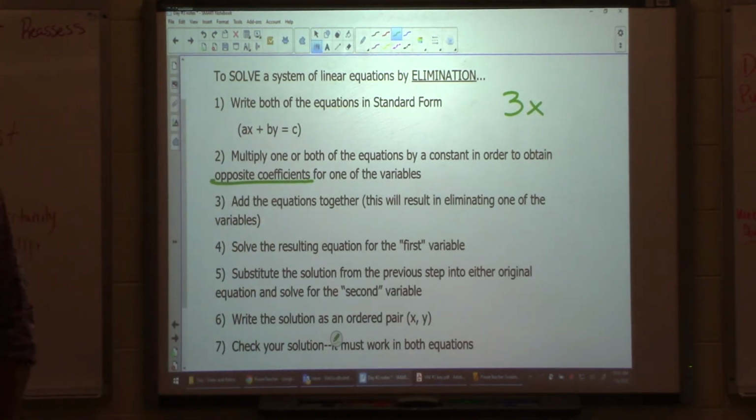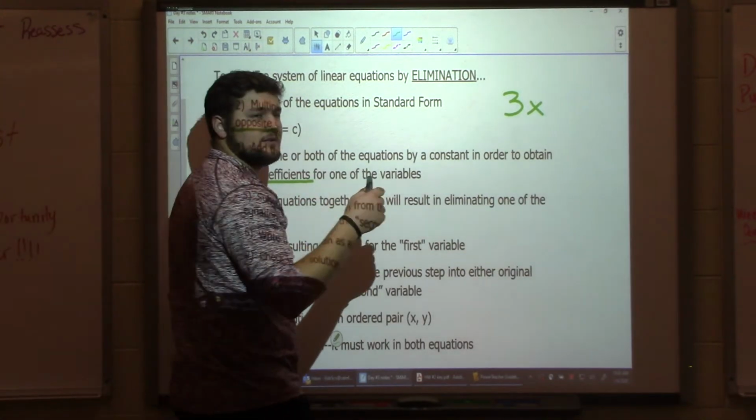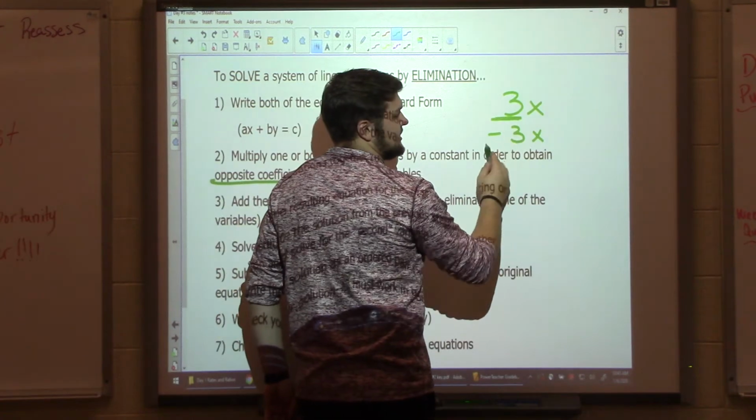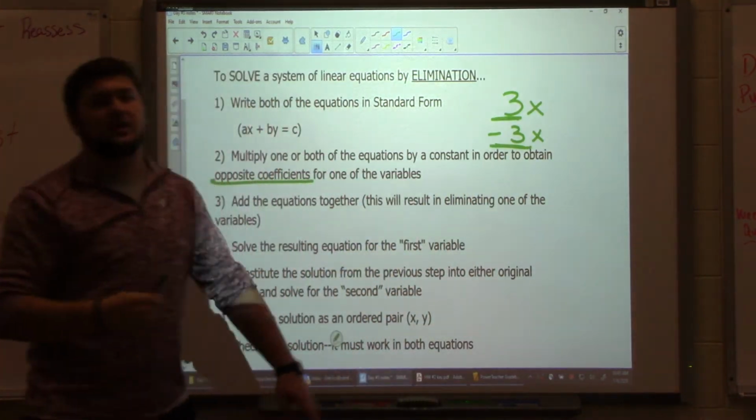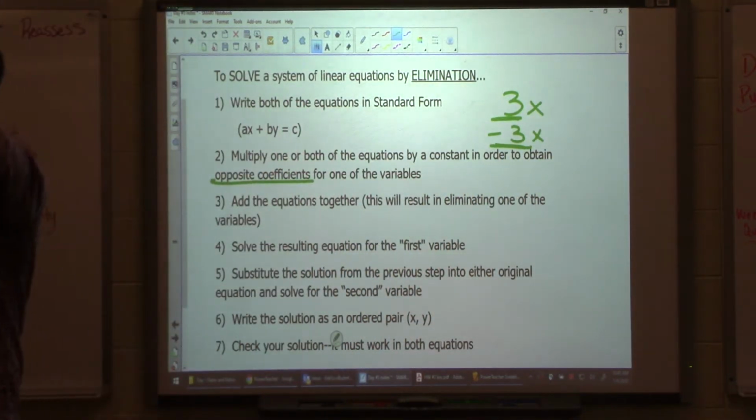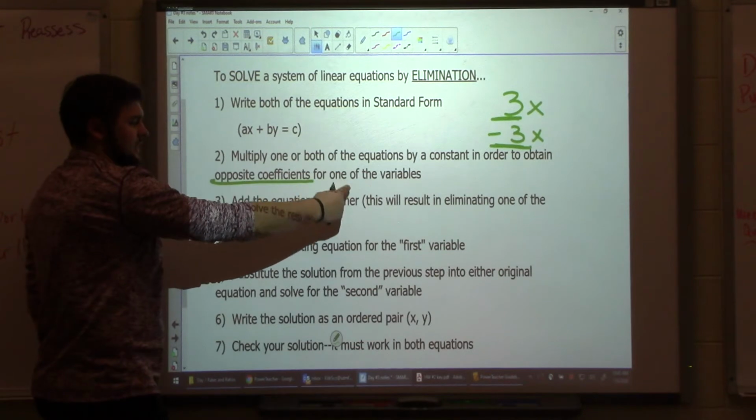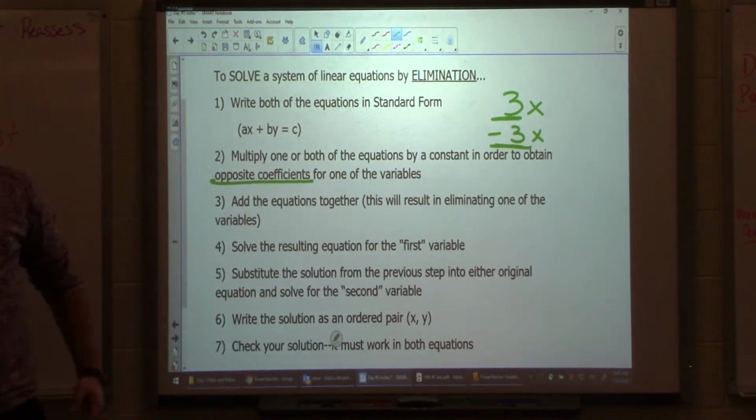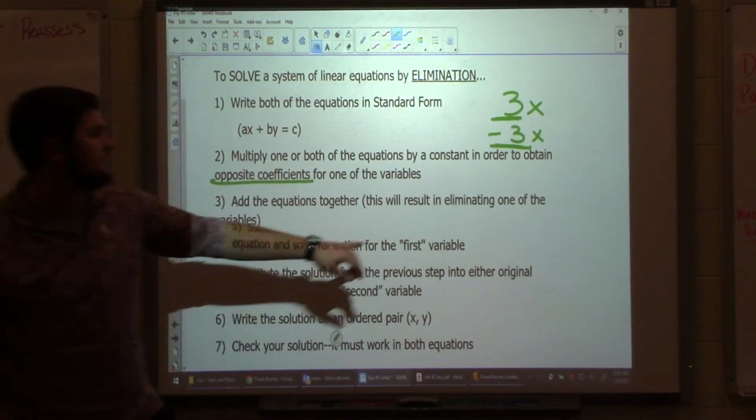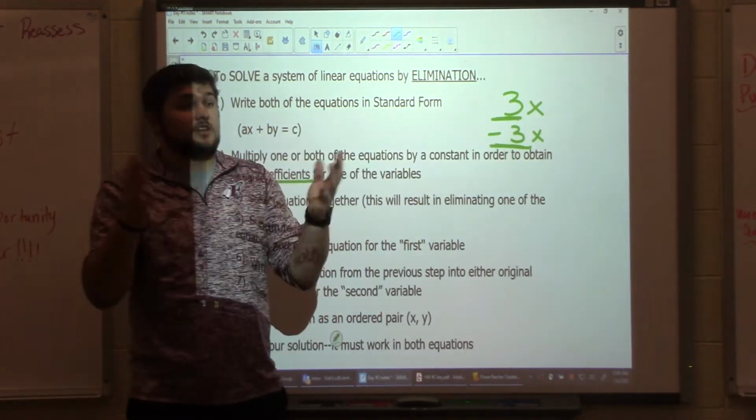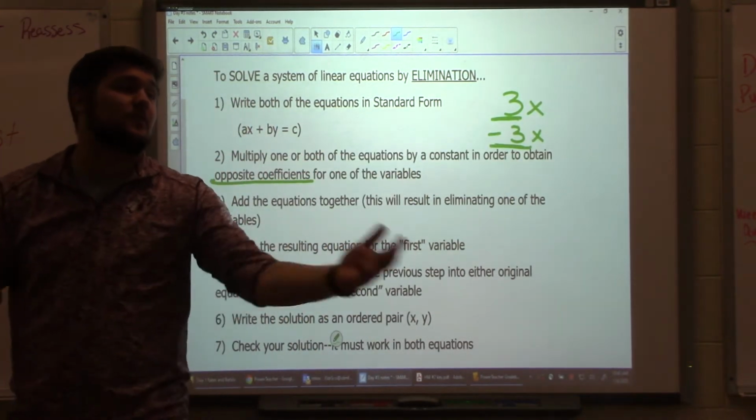What I need to do is get an opposite coefficient. What would be opposite of 3? Negative 3. So we are looking to get opposite coefficients in front of one of our variables, whether it's x, whether it's y, whether it's whatever variable we're looking at. Because what we're going to do then is add the equations together. And what happens if I do 3x minus 3x? It's 0. It cancels. It goes away, and I'd be able to solve for y then.